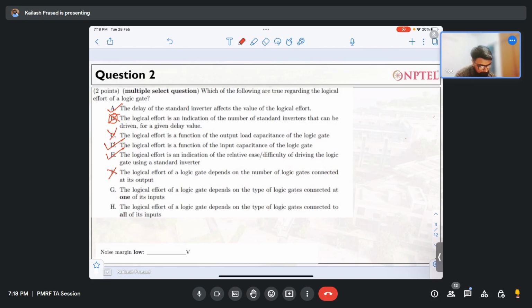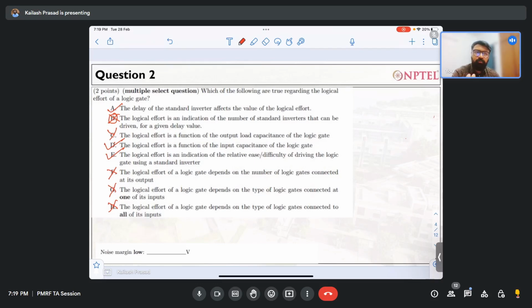Okay, G. The logical effort of a logic gate depends on the type of logic gate connected at one of its inputs. No, right? It doesn't matter what type of logic gate is connected, right? So this is also not correct. And the logical effort of a logic gate depends on the type of logic gate. So no, the type of logic gate has nothing to do with the logical effort, right? Logical effort only depends on the input capacitance of that particular logic gate, and whatever the size of the inverter, or sorry, the logic you have, you will calculate the logical effort.